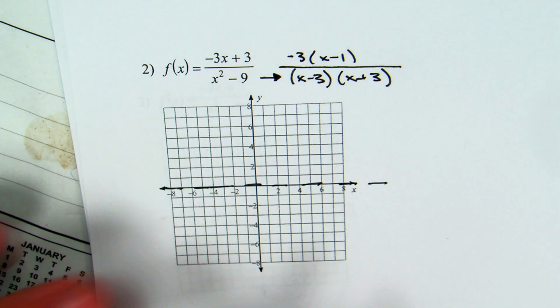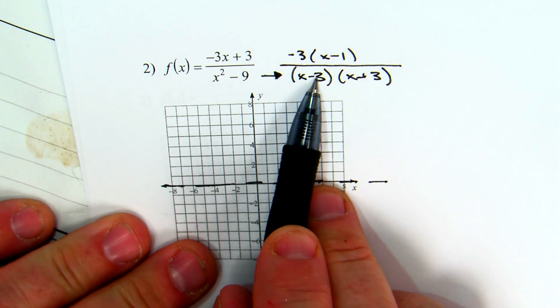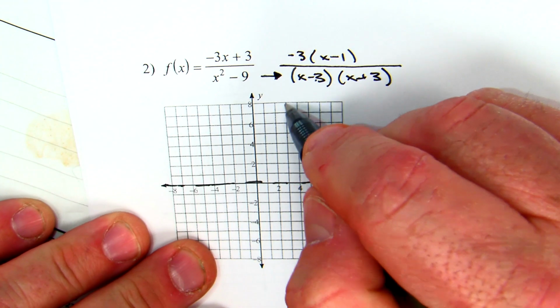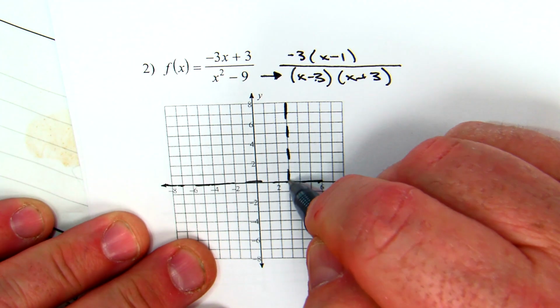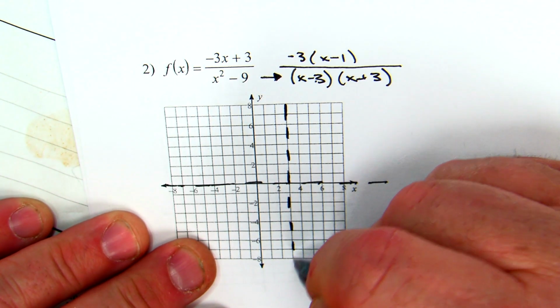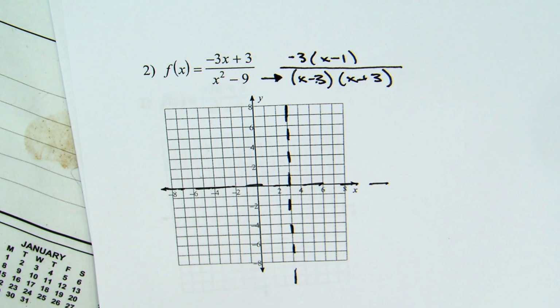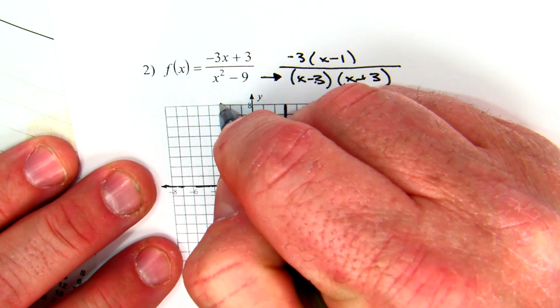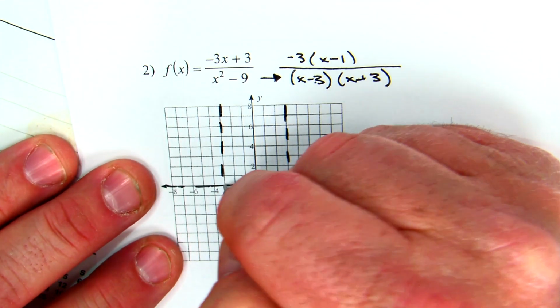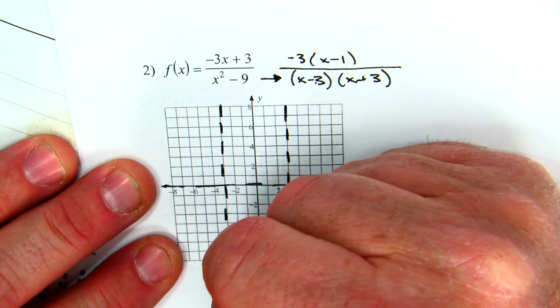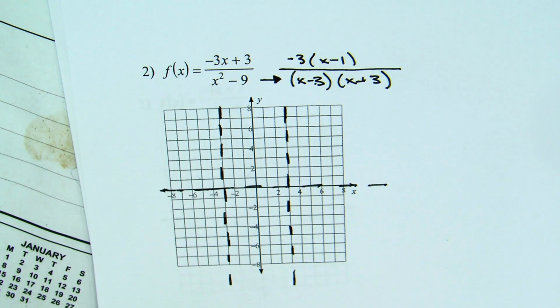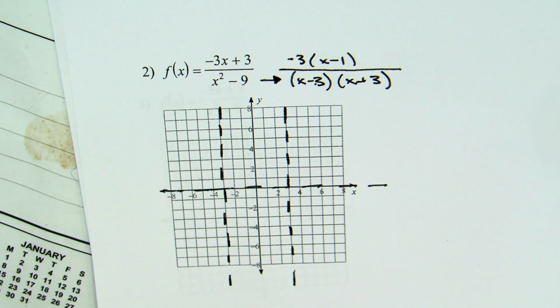Now, I have x minus 3 in the denominator. What's the opposite of negative 3? Positive 3. So that's one of my vertical asymptotes. I have x plus 3 in my denominator. What's the opposite of positive 3? Negative 3. So I have that as an asymptote. So the difference with this one, instead of 1 asymptote, I now have 2.